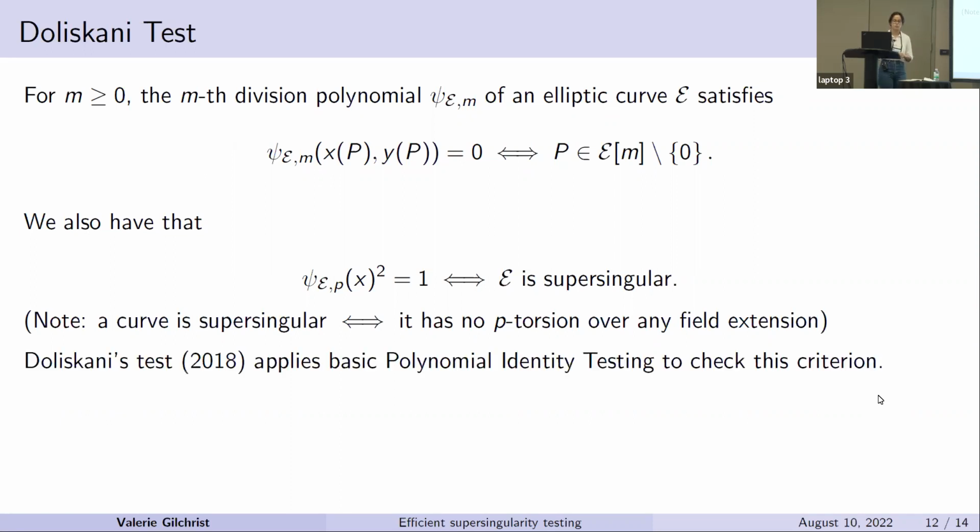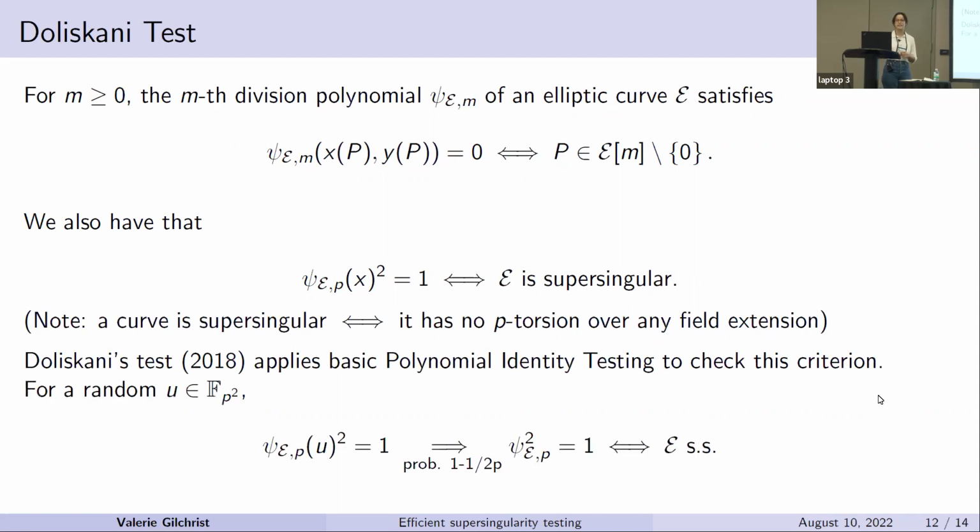And so how he does this, so Dallasconi's test was introduced in 2018. He uses something called polynomial identity testing to determine whether the polynomial is constant. So we're going to take a random value of Fp squared. We're going to evaluate the pth division polynomial at that point. This is somehow easier to do than just computing the actual polynomial, because there's some tricks behind it.